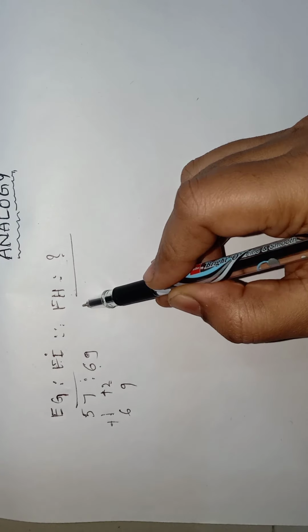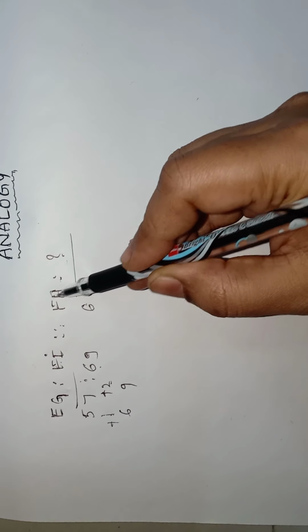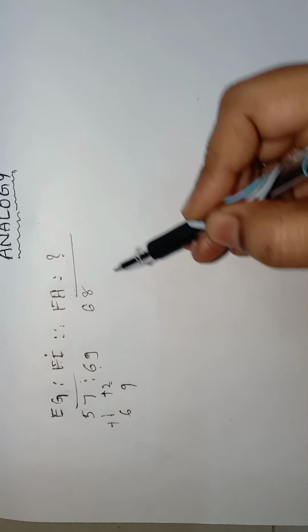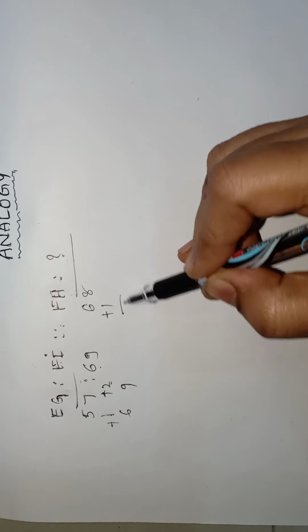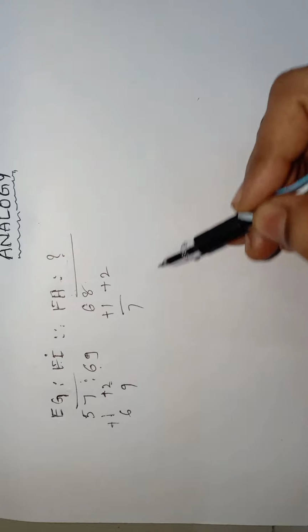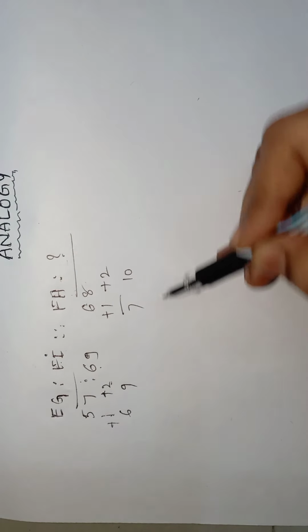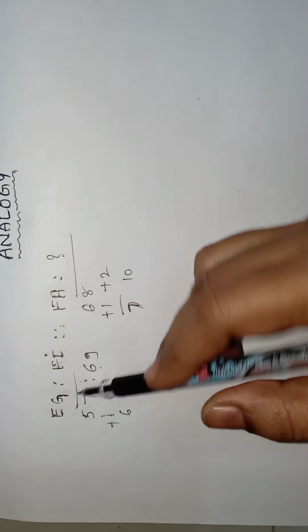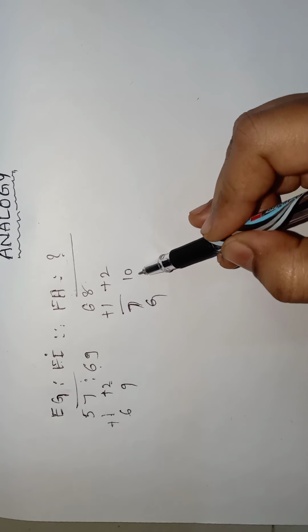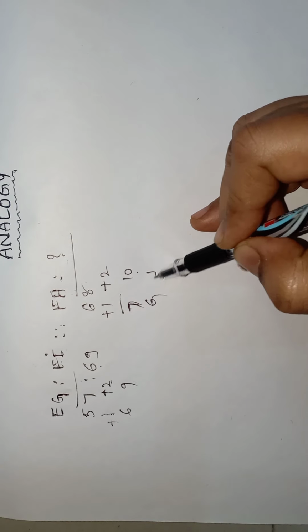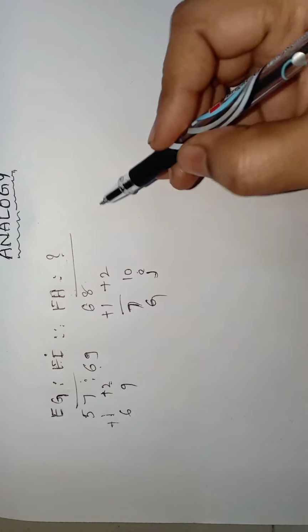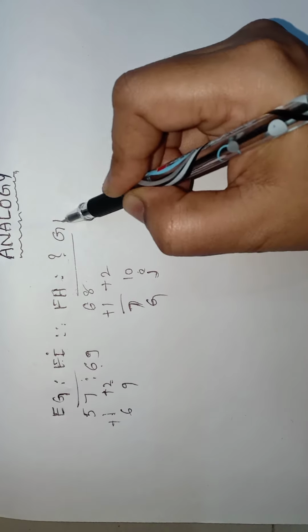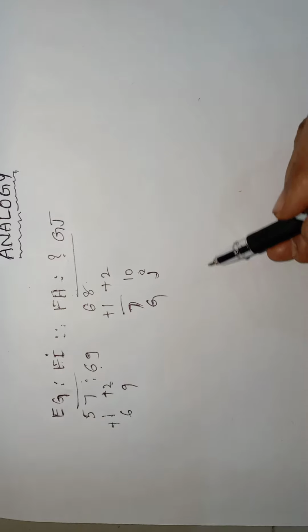F is 6, H is 8. Now 6 plus 1 is 7, and 8 plus 2 is 10. What is the 7th letter? You know, G. And what is the 10th letter? J. Now the answer is GJ. Okay, fine.